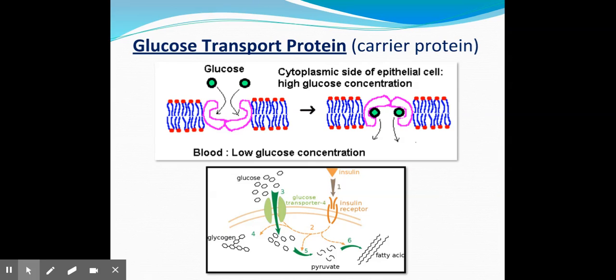It's highly specific. So for instance, if I had a fructose molecule, which is another type of monosaccharide, and it were to try to get in there, it could not, because it does not have the same chemical makeup as glucose. So it is highly specific to whichever molecule needs to move across the membrane.